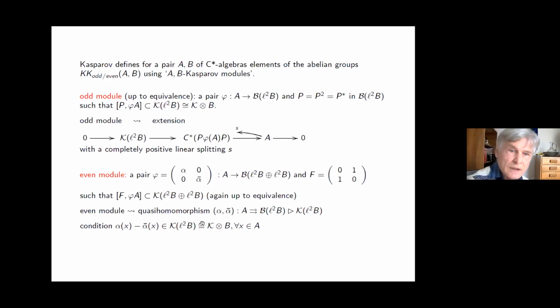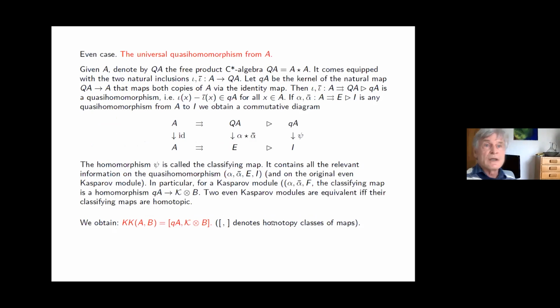And I call this a quasi-homomorphism. So it's a pair of two homomorphisms. Here you have two arrows from A into this bigger C-star algebra, which contains the compact operators as an ideal. And the condition is that the difference of the two homomorphisms should map A into the ideal. So that's what I call a quasi-homomorphism.